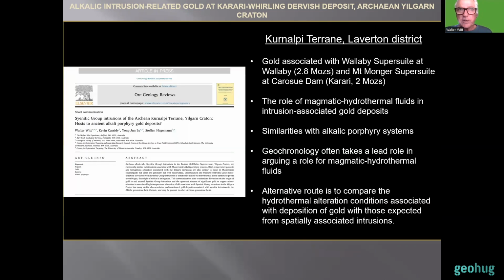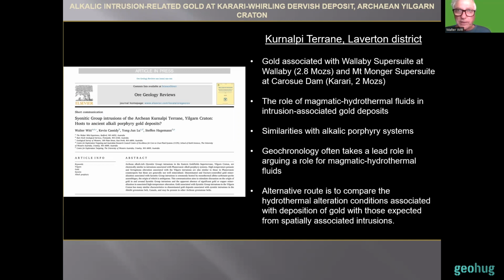So this spatial association between gold and syenitic group intrusions immediately raises the question of what is the nature of any genetic connection between the two. I have already referred to the similarities between some of the syenite-associated gold deposits in the eastern goldfields with Phanerozoic alkalic porphyry systems, both in terms of the bulk composition of the intrusions themselves, and also the associated high temperature hydrothermal alteration that envelops these intrusions.